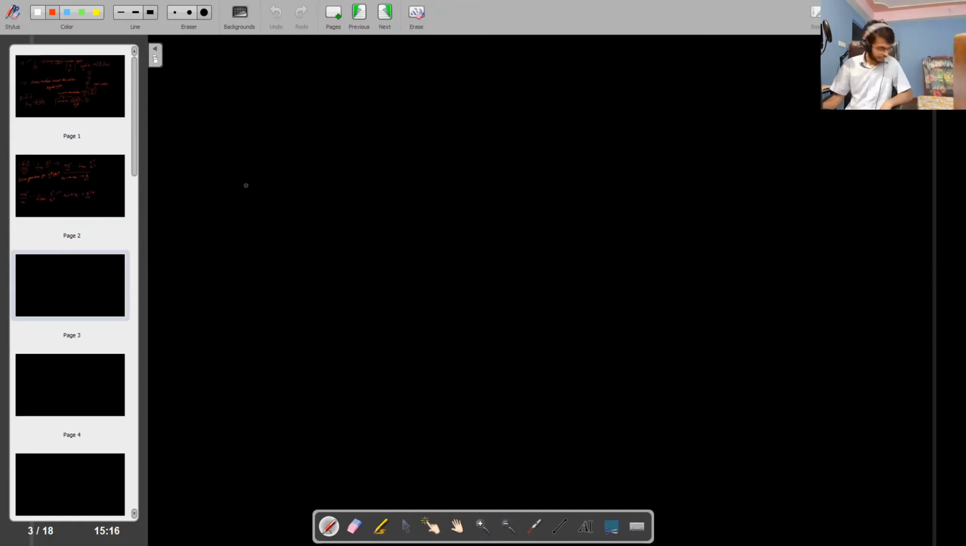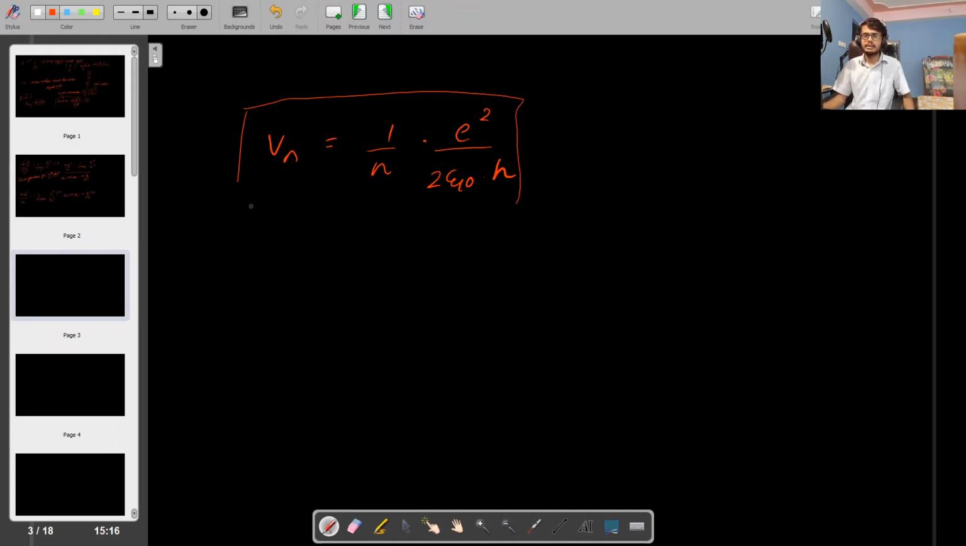So we get vn equal to 1 by n into e square by 2 epsilon naught into h. So this is the final result after dividing the terms. You can try it, divide it, cancel it and check whether you get this or not.